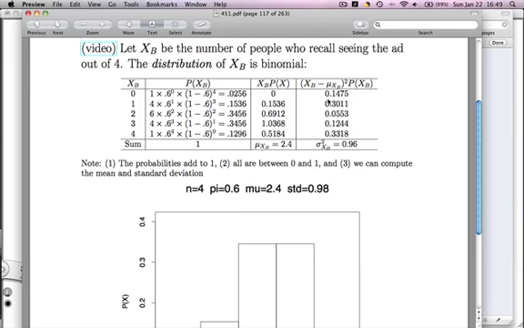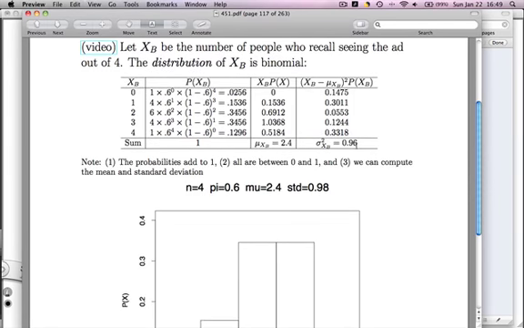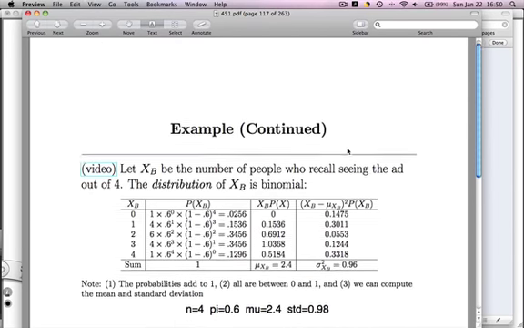Finally, we want to find the variance. For the variance, we find the squared deviations, multiply by the probability, and you get 0.96 as the variance. Take the square root of that, and you get the standard deviation, which is 0.98.